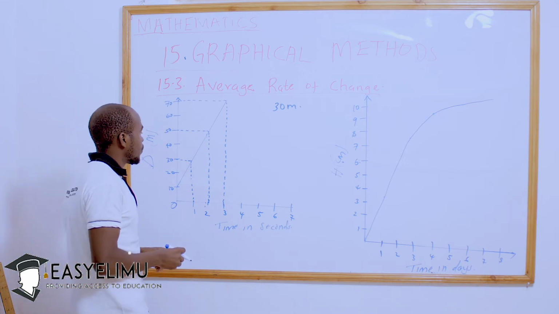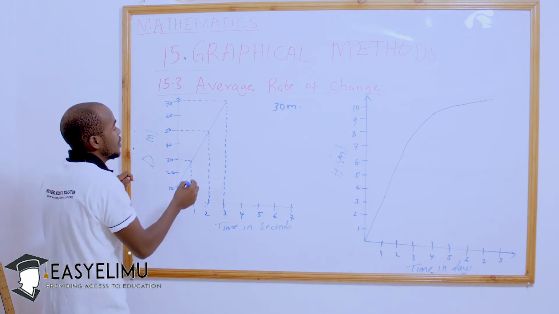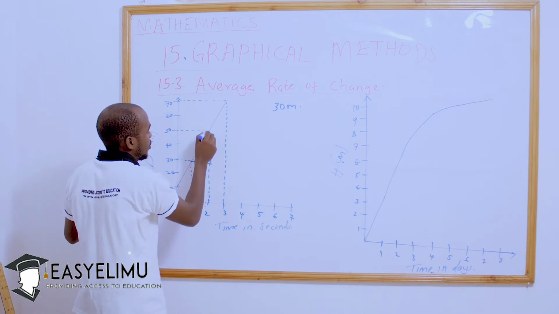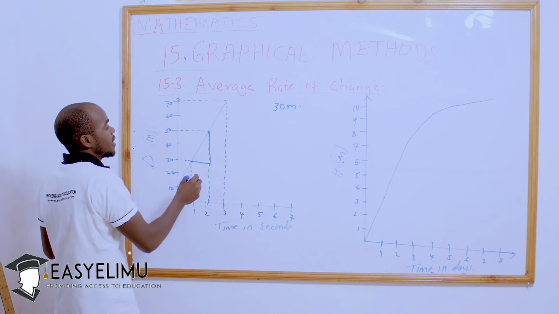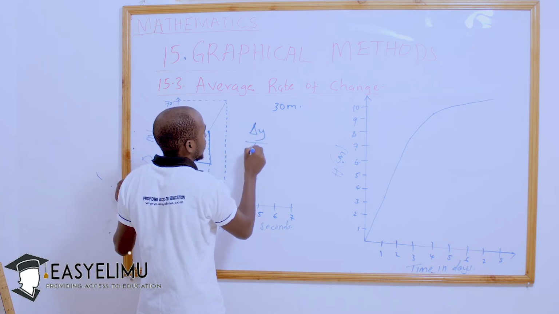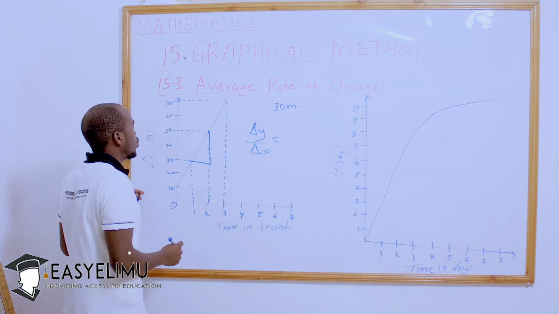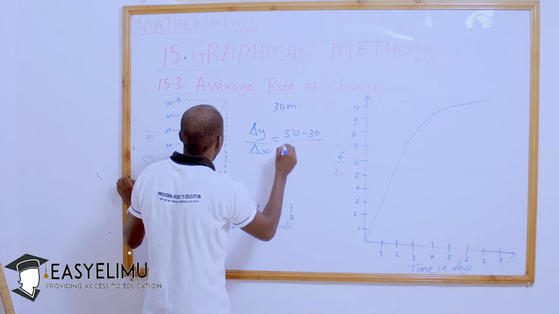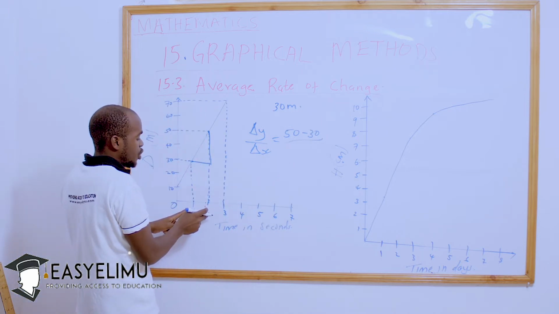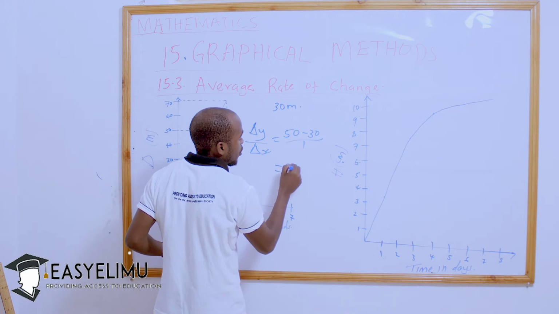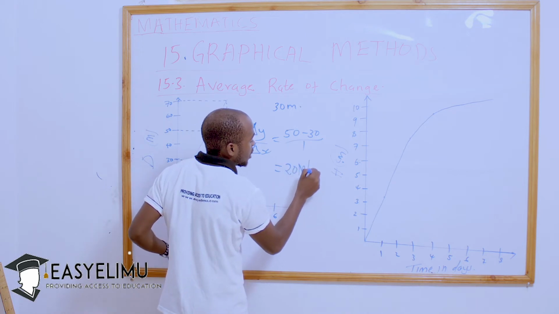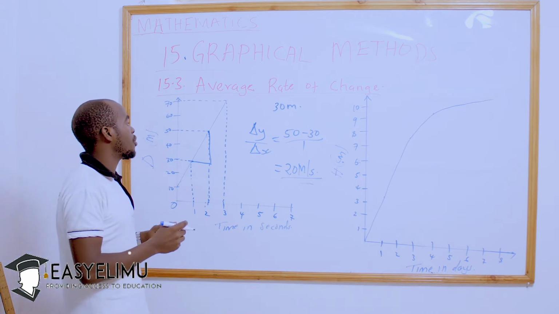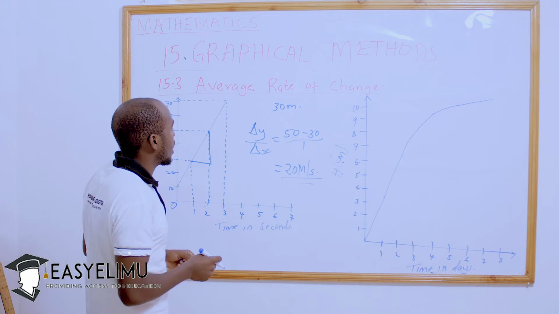So if you find the gradient of this graph, for example, let's take these points here and here. The change in y over the change in x will be equal to 50 minus 30 over the change in time, which is 2 minus 1, so it will be 1, and you are going to find that it will be 20 meters per second. So the gradient here, or the rate of change, is 20 meters per second.